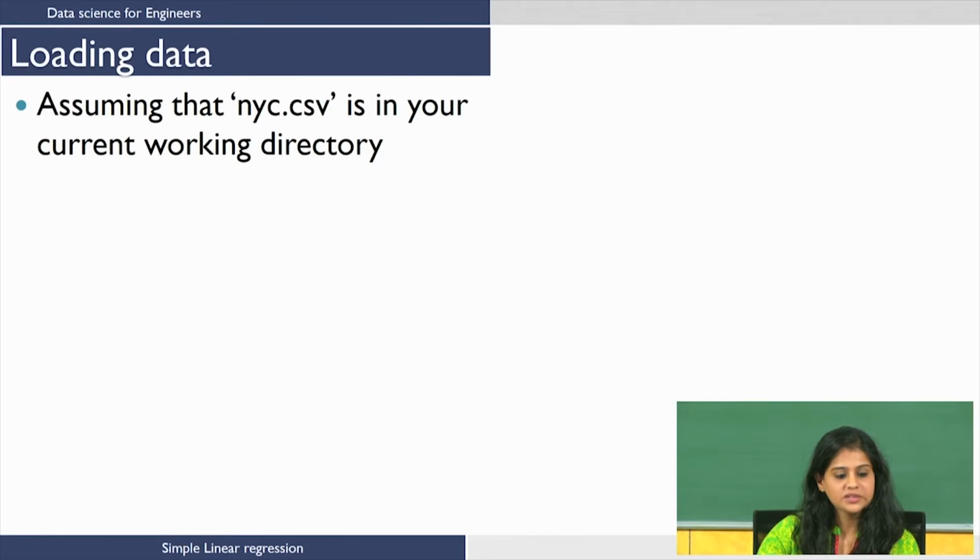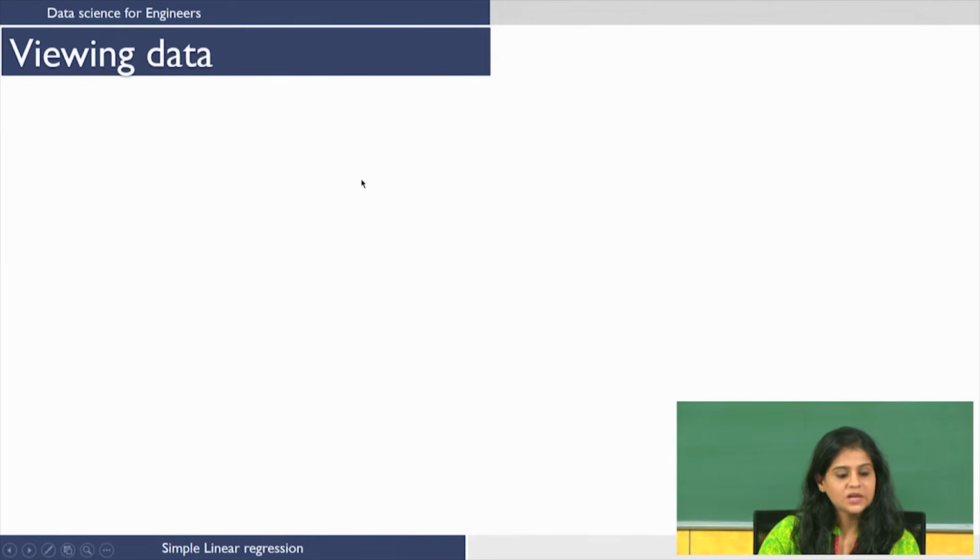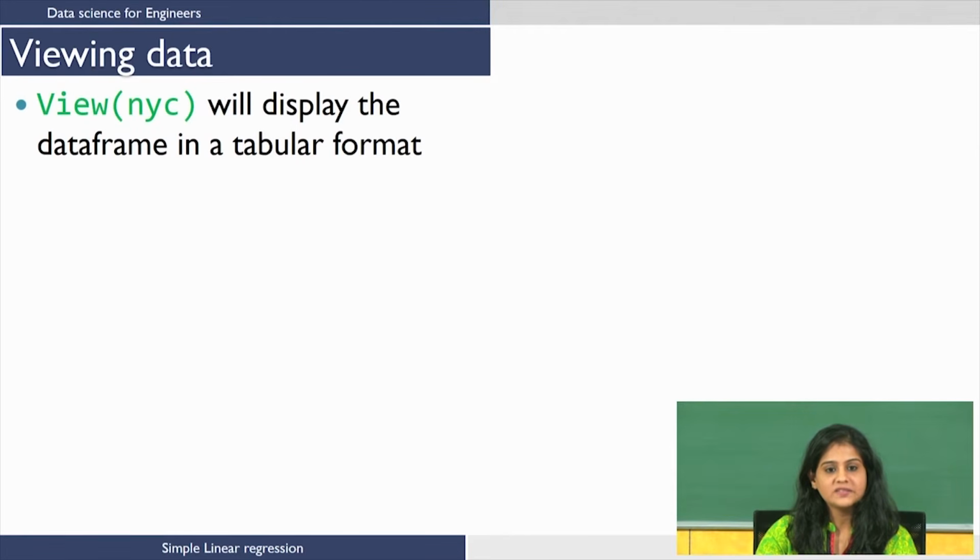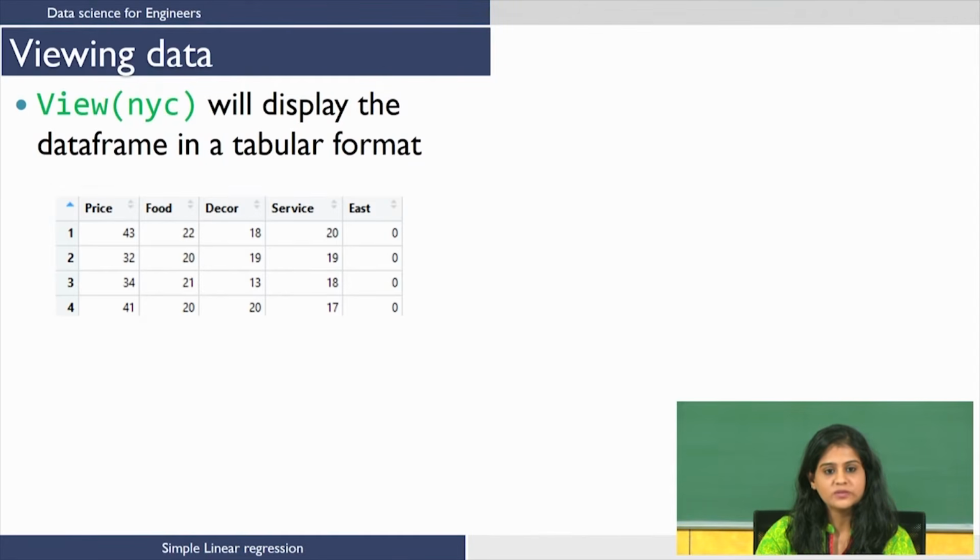So, let us see how to load the data now. Assuming nyc.csv is in your current working directory, the command is read.csv followed by the name of the file in double quotes. Once this command is executed, it will create an object nyc, which is a data frame. Now, let us see how to view the data. View of nyc will display the data frame in a tabular format. There is a small snippet below which shows you how the output looks.